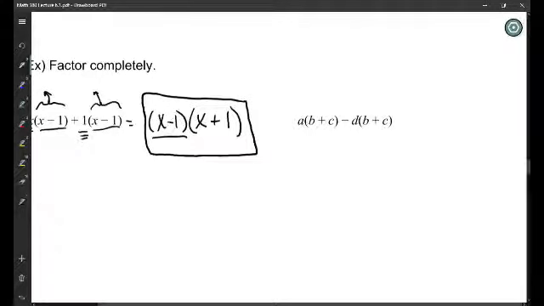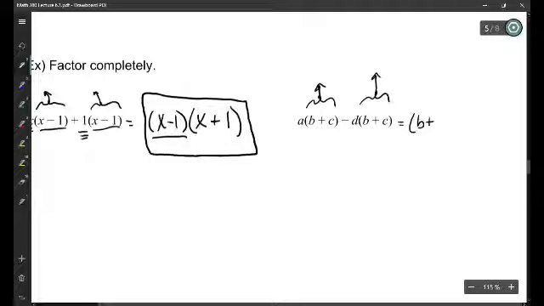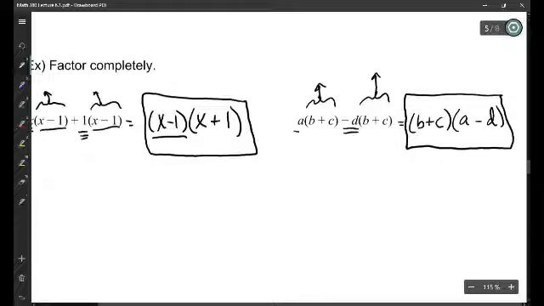A little more abstract, but here we have a times quantity b plus c minus d times quantity b plus c. So the same quantity, same variables. We factor out that b plus c, and we're left with a minus d. That is our factorization.